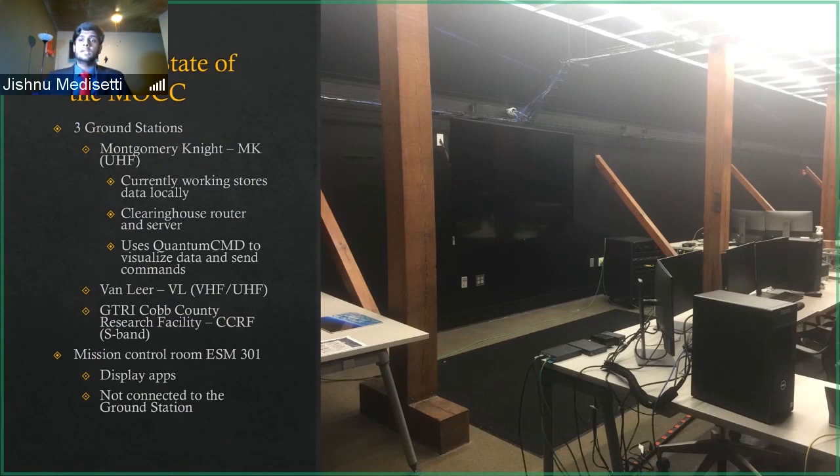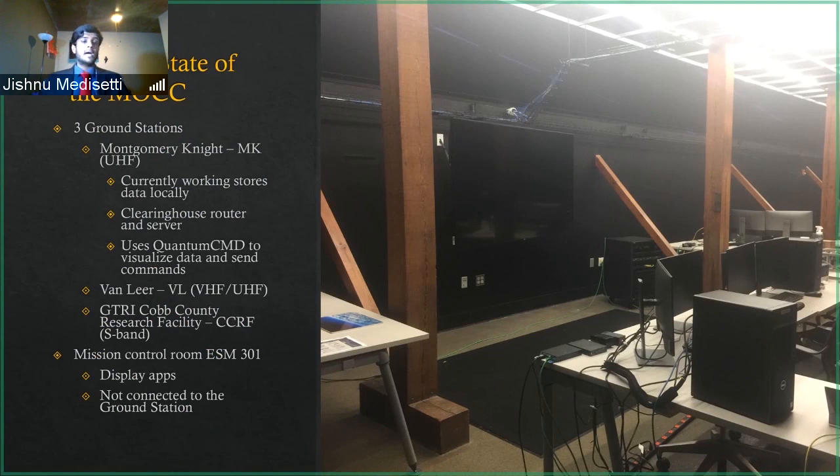Now, out of the 3 of these, the one on top of Montgomery Knight is the only one that's currently operational. And whenever we receive telemetry, it stores it locally on its own computer. And we use the Clearinghouse software to act as a router and server for the data. And we have the QuantumCMD program in order to visualize this data and send commands to our satellites.